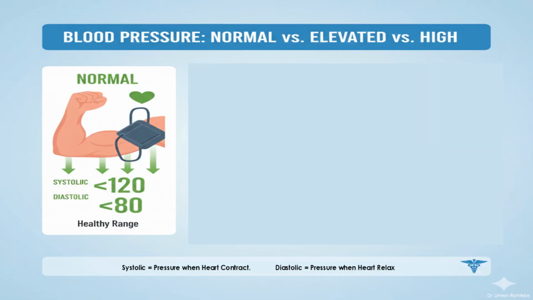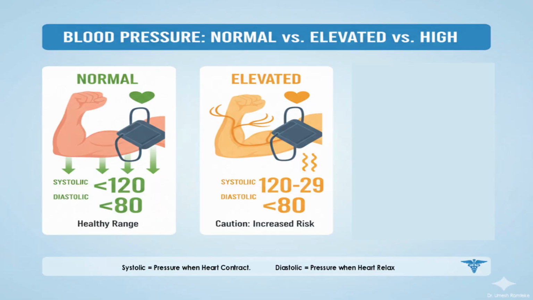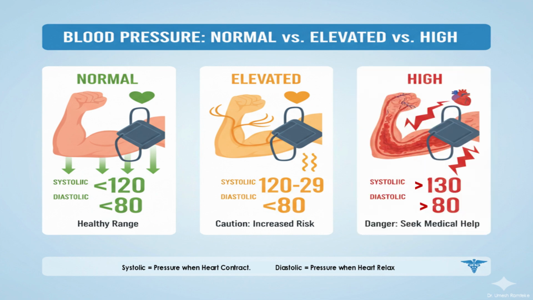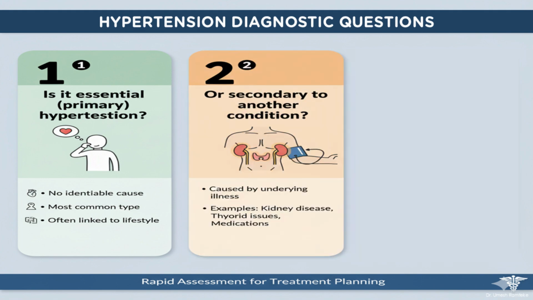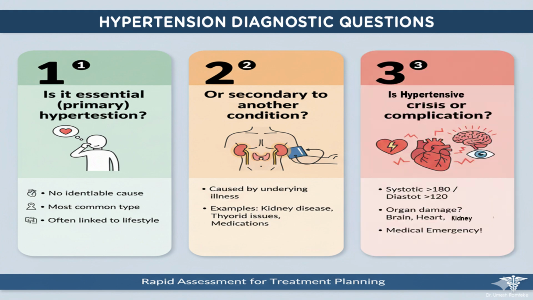Hypertension simply means persistently elevated blood pressure. In ICD-10, hypertension codes fall under the category I10 to I16, which covers hypertensive diseases. Now, before coding, you must first determine: 1. Is it essential or primary hypertension? 2. Or secondary to another condition? 3. Is there a hypertensive crisis or complication?